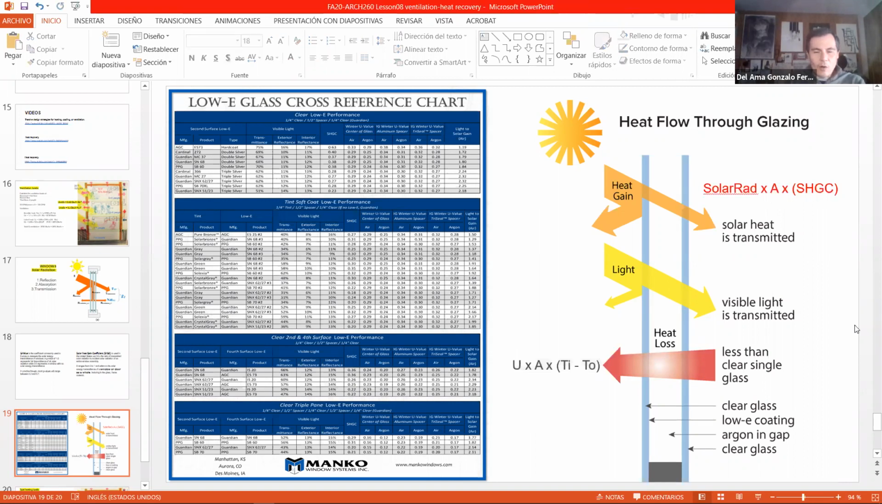In New Hampshire, it's too cold, so the balance will always be negative. So we will lose more heat than we are gaining. Okay, that's fine. But if we don't have the windows well oriented, this balance will be even worse. So we have to be careful about that.